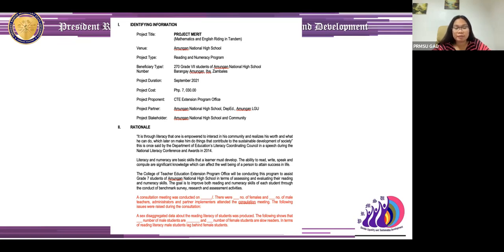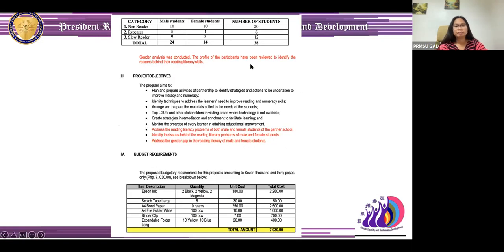And then you can see here, dapat nating idagdag, a sex disaggregated data about the reading literacy of students was produced. The following shows that blank number of male students and blank number of female students are slow readers. In terms of reading literacy, male students lag behind female students. So I'll show you the chart. Ayan po, it's already sex disaggregated kasi nakita natin kung ilang male, kung ilang female, okay? And then ilang percentage, mas marami ba sa male or female ang naglalag behind when it comes to literacy.